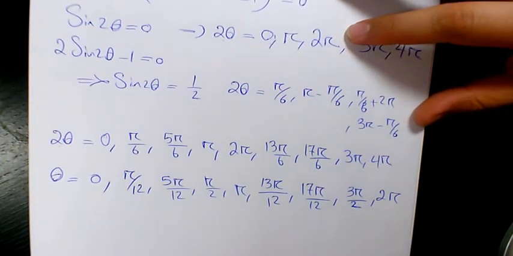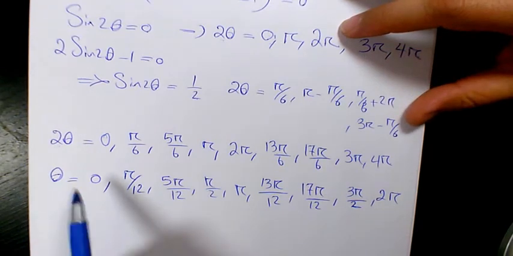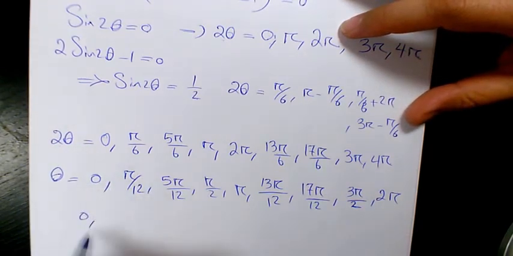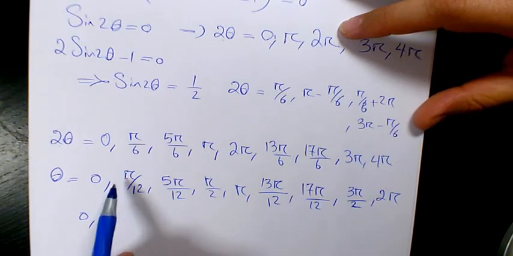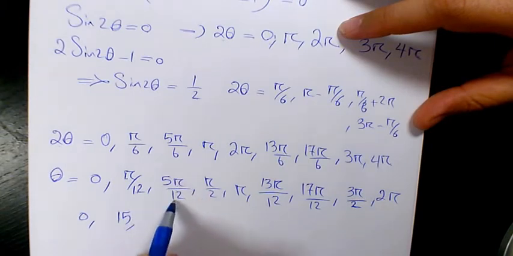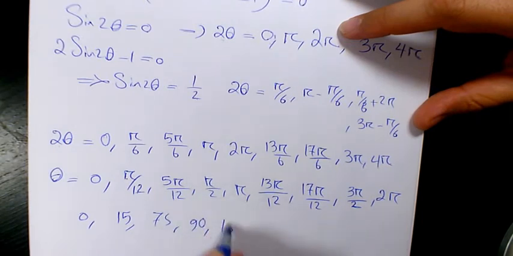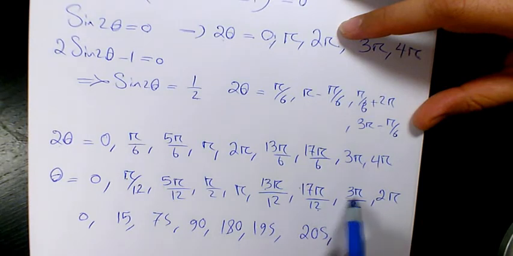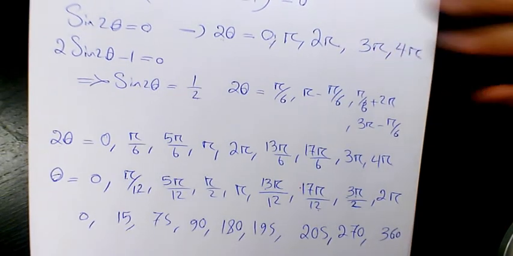which if you want you can convert it to degrees. When you convert it to degrees, that's going to be 0. Pi over 12 is 180 degrees divided by 12, which is 15. 5 pi over 12 is going to be 75 degrees. Pi over 2 is 90 degrees. Pi is 180 degrees. 13 pi over 12 is 195 degrees. 17 pi over 12 is going to be 205 degrees. 3 pi over 2 is 270. And finally 2 pi is 360 degrees.